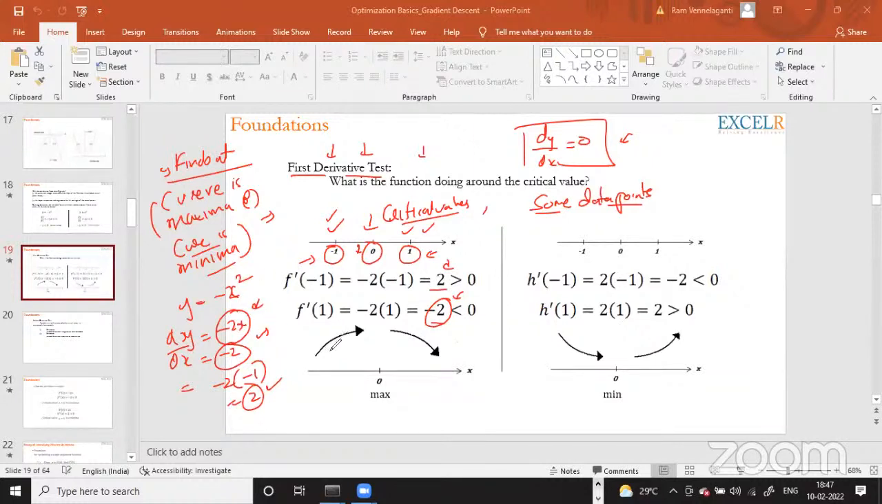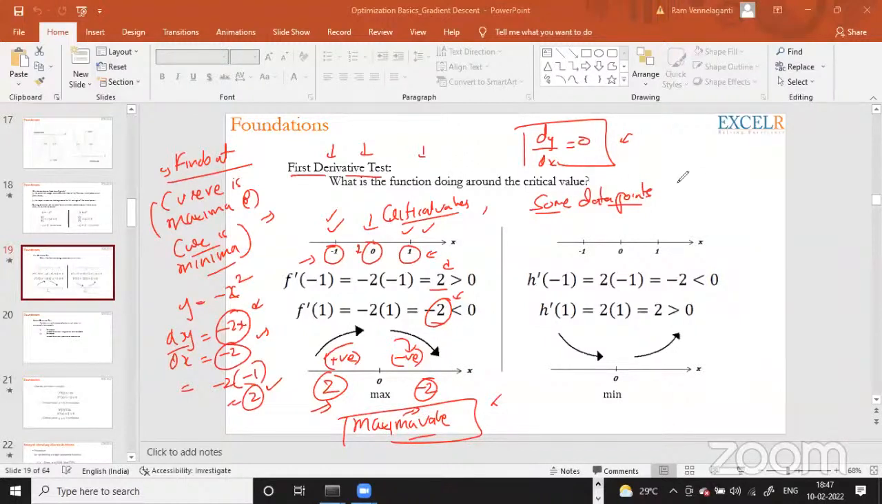Now, how is your slope changing? Your slope is changing from positive to negative. So whenever your slope is changing from positive to negative, what are you going to conclude? The curve is going to have a maxima value. This is what you are going to conclude.